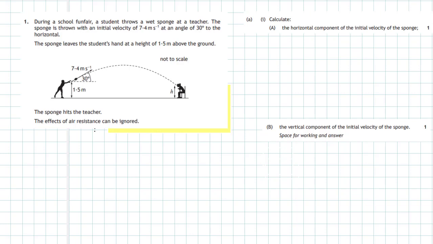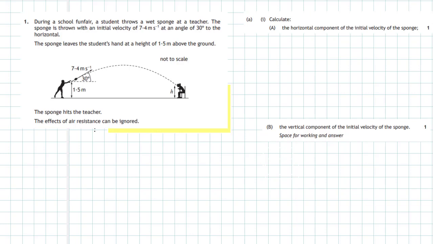2018 Higher Physics Section 2 Question 1, and it's a projectile question. During a school fun fair, a student throws a wet sponge at a teacher. The sponge is thrown with an initial velocity of 7.4 meters per second at an angle 30 degrees to the horizontal. The sponge leaves the student's hand at a height of 1.5 meters above the ground, and you're shown a diagram which is not to scale.